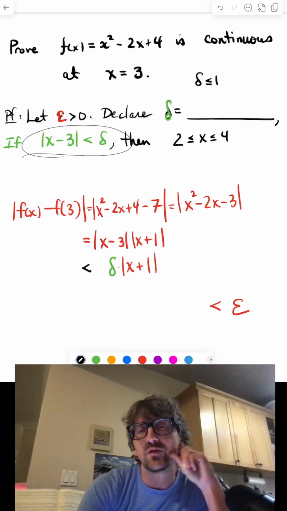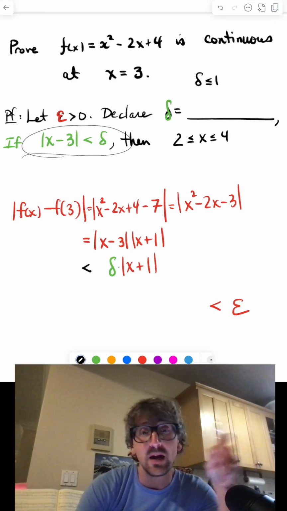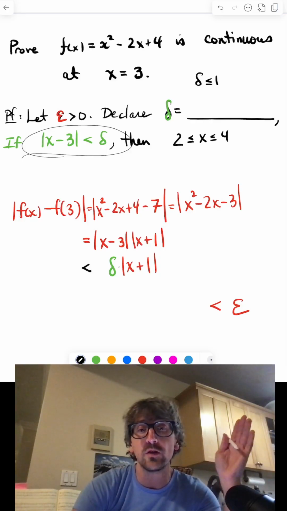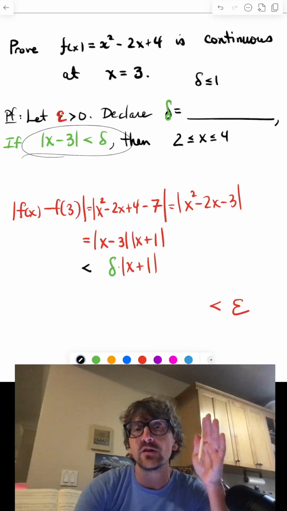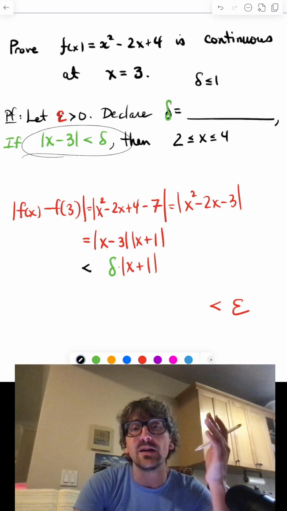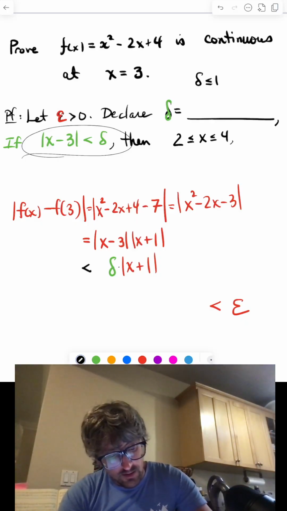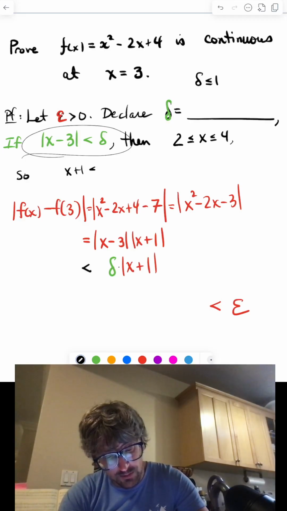So if delta is our tolerance left and right, and we're saying, I promise you I will never let you go more than 1 unit to the left or 1 unit to the right, that is guaranteeing that x is between 2 and 4. And that is going to mean that x plus 1 has got to be between 5 and 3.